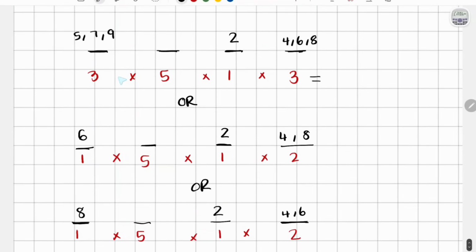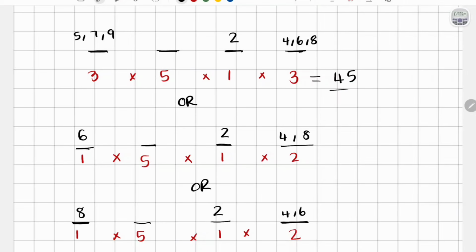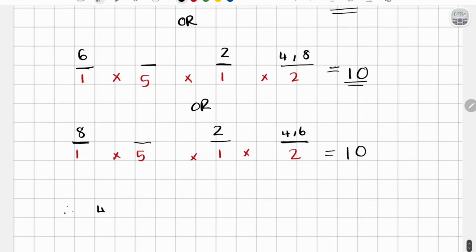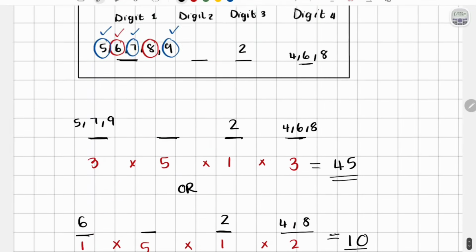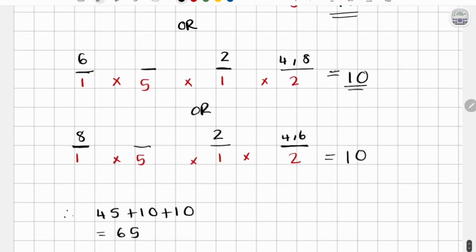So let's go ahead and do that. So 3 times 5 times 1 times 3. The first one gives us 45. So write that down. We have 45 here. And then 1 times 5 times 1 times 2, which gives you 10 because the ones really just stay 1. So that's 10. And then here we also get 10. So really, it would be 45 plus 10 plus 10, which would be 65. So in total, the number of combinations you can create using these restrictions is 65.